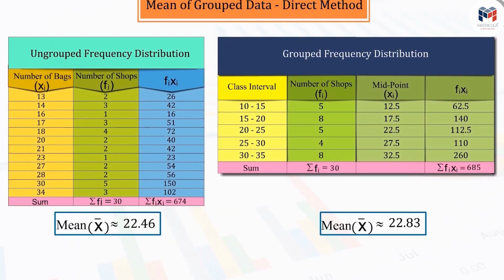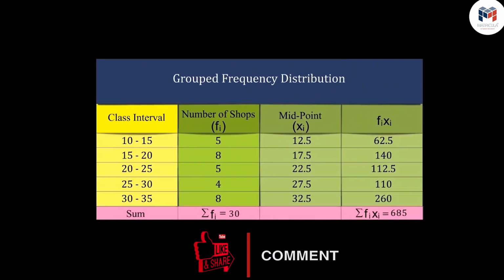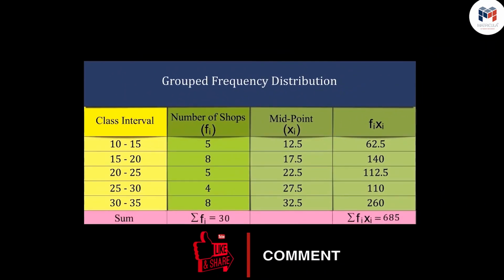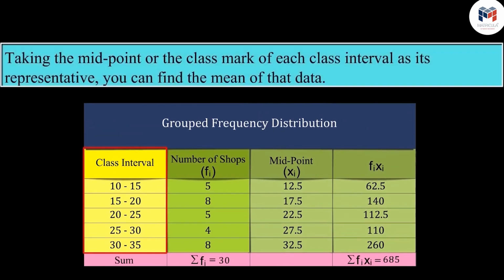Here in tables 1 and 2, we use the same data, but still we get different values of mean from these two. Can you tell which mean is correct? Absolutely correct. We can say that 22.46 is the correct mean, while 22.83 is an approximate mean. Similarly, by converting any ungrouped data into grouped data, and by taking the midpoint or the class mark of each class interval as its representative, you can find the mean of that data.